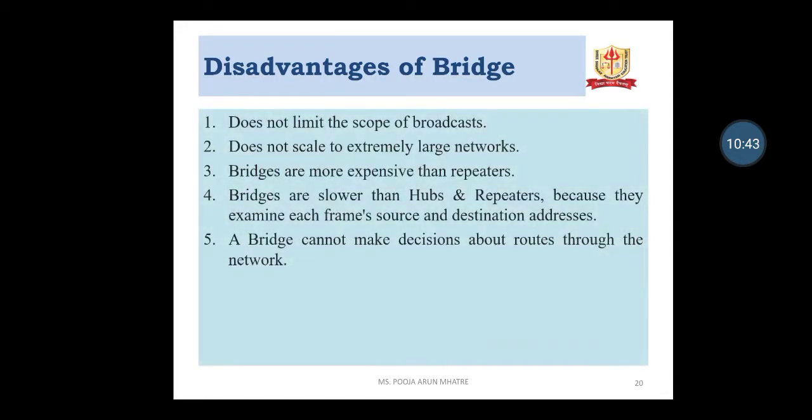The disadvantages of bridges are: it does not limit the scope of the broadcast. It does not scale to extremely large networks. Bridges are more expensive than repeaters, hubs and similar devices. Bridges are slower than hubs and repeaters because they examine each frame's source and destination address. A bridge cannot make decisions about the routes through the network.